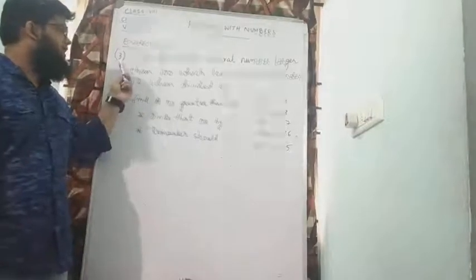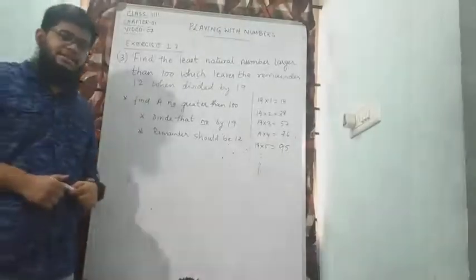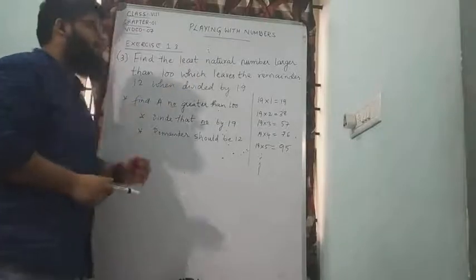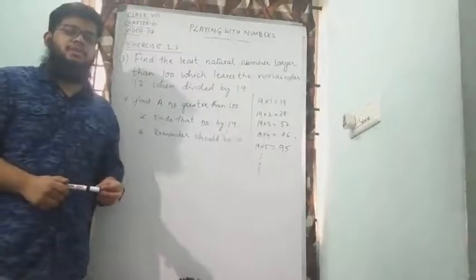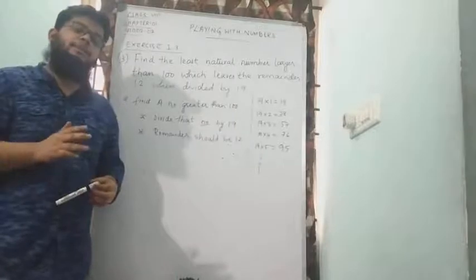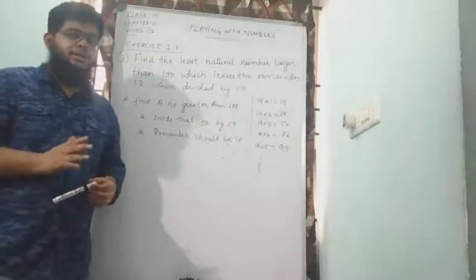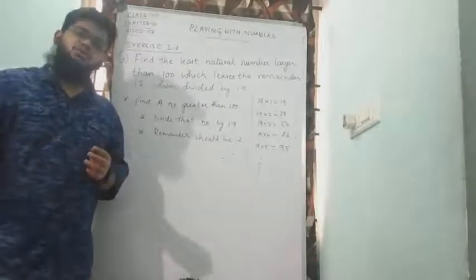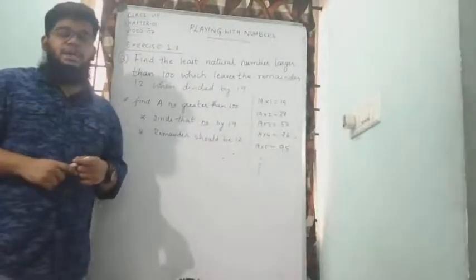So our third question in exercise number 1.3 tells find the least natural number. But before I continue, we need to understand what is a natural number. Natural numbers are all positive numbers that don't include 0. So 1, 2, 3, 4, 5 and so on up to any number. They are all natural numbers.